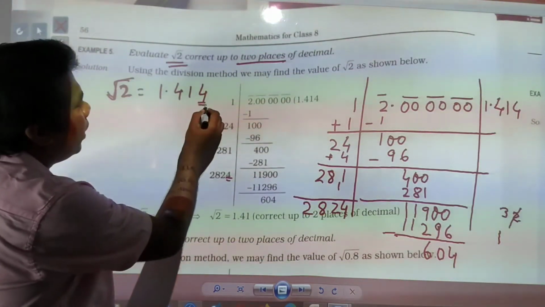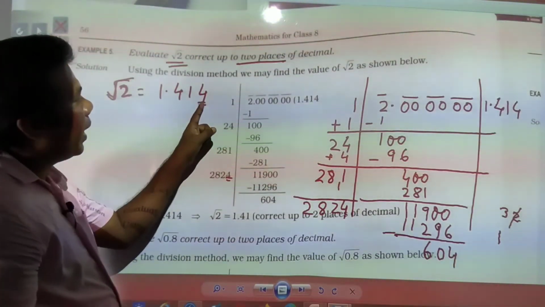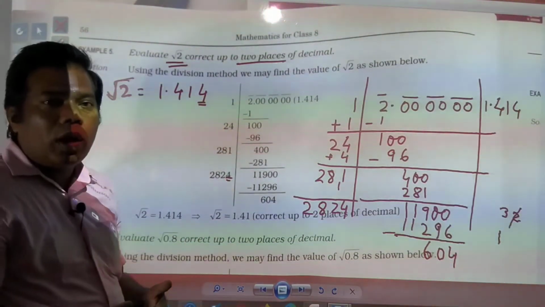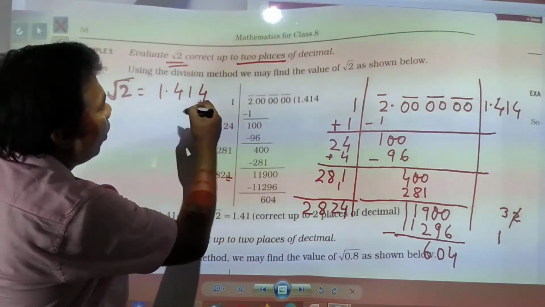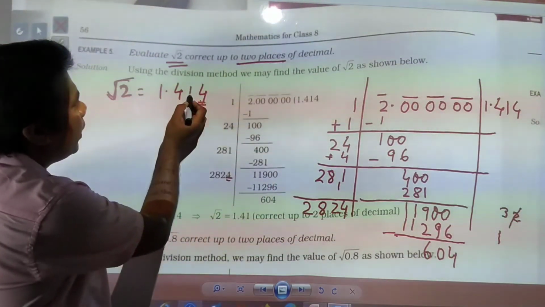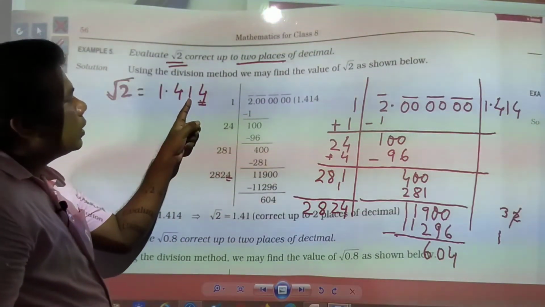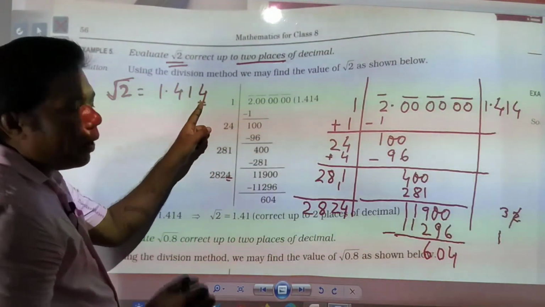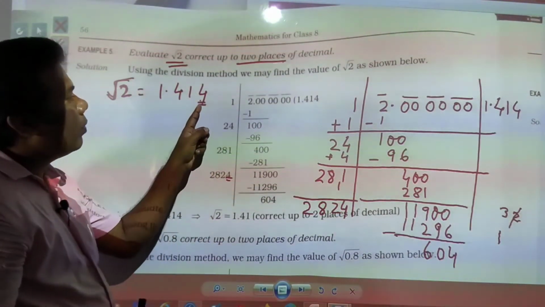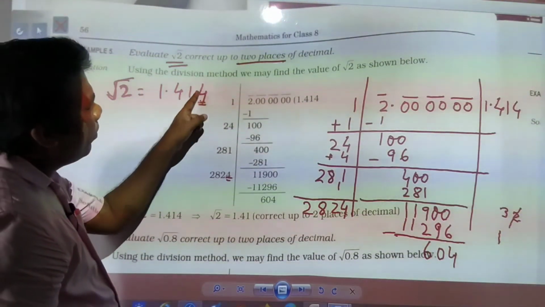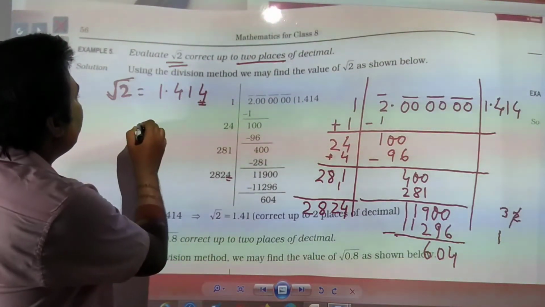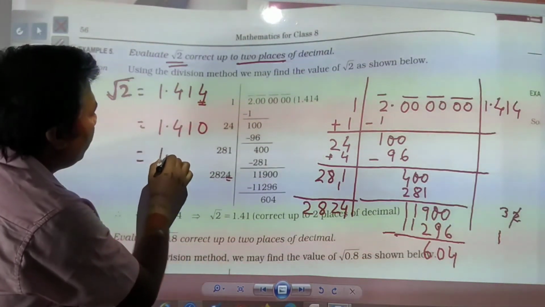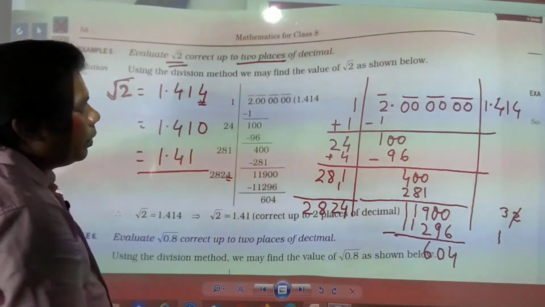So in the third place we will see, if it is 5 or more than 5, this rounding off, you already know how it is to be done. If this is 5 or more than 5, the number in the second place will increase, the next digit, so this would become 2. But if it is lesser than 5, not 5, then simply it will become 1.410. So finally you will have 1.41. This would be your answer.